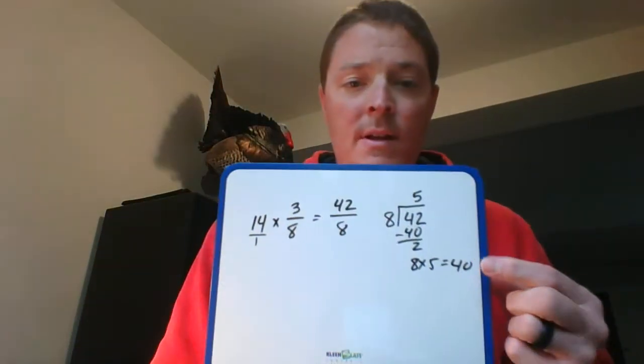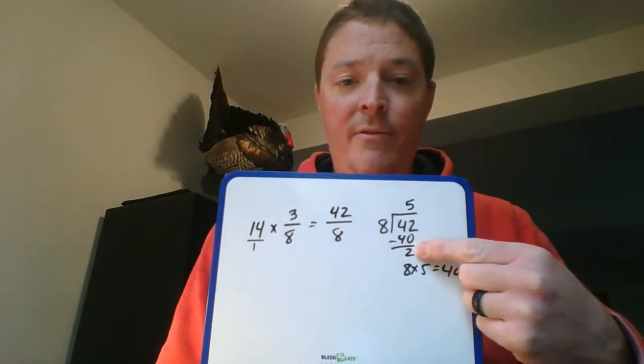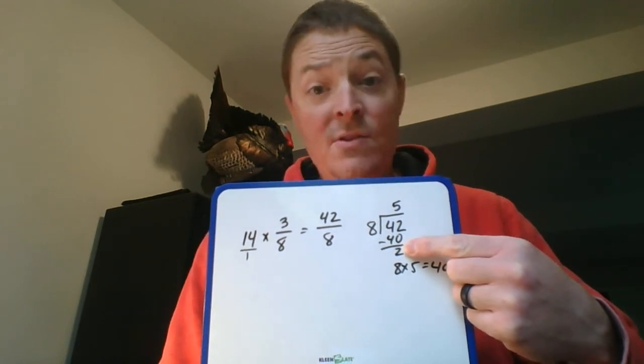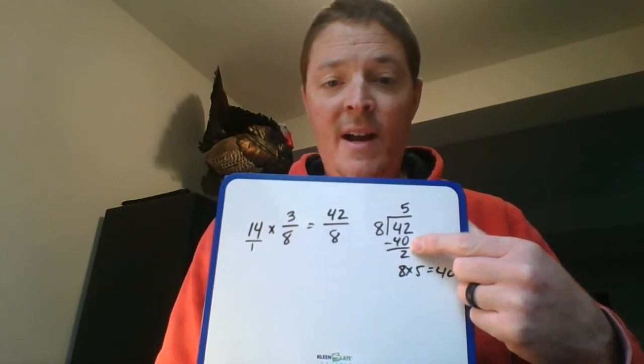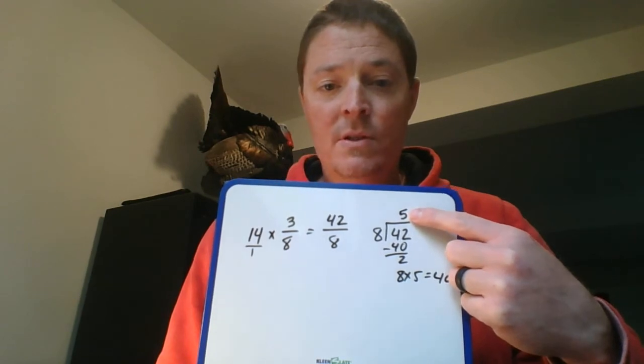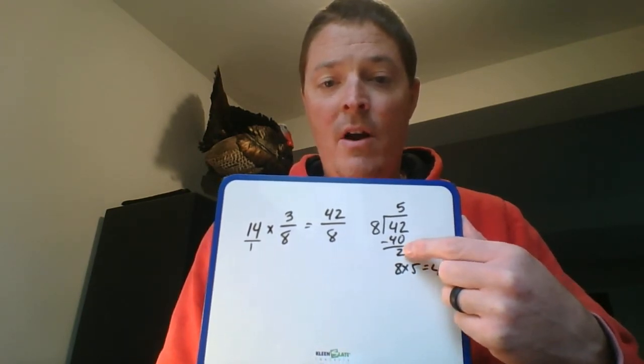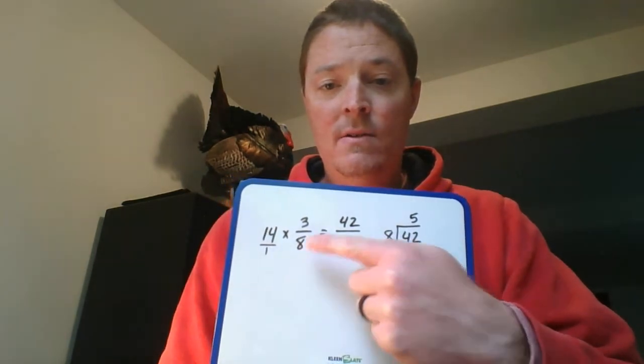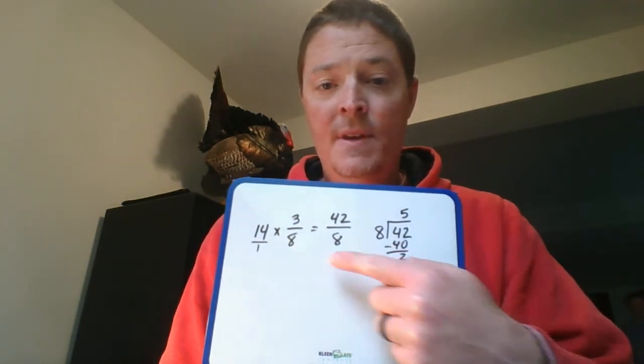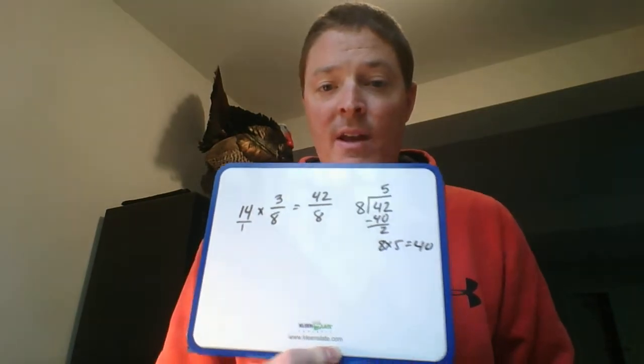So I can take out 8 times 5, which is 40. And if I take out my 40, I am left with, that's right, 2 left over. So my final answer here is going to be 5 wholes and 2 left over. But those 2 left over are actually measured in, where are we? Eighths, right? So we're going to have 5 and 2/8.